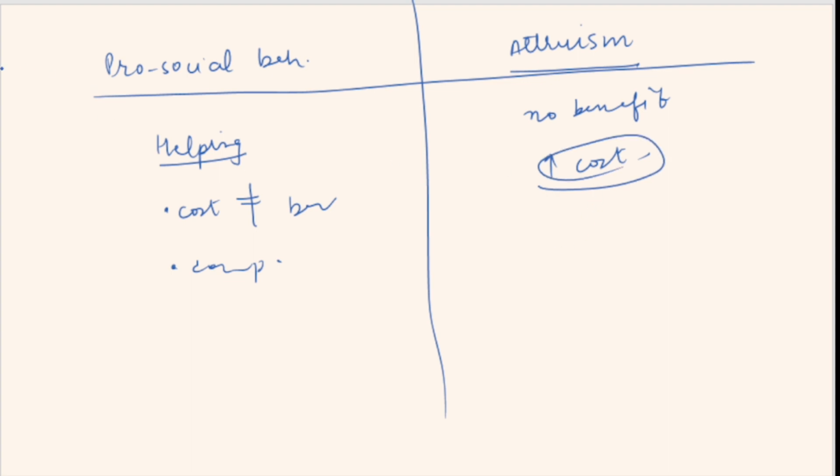So we have three things. We have helping behavior, normal behavior. Then we have pro-social behavior, where we analyze the costs and the benefits that can be there. And in altruism, we help the person even if we are not benefited or even if there is a lot of cost or the costs are exceeding the rewards.